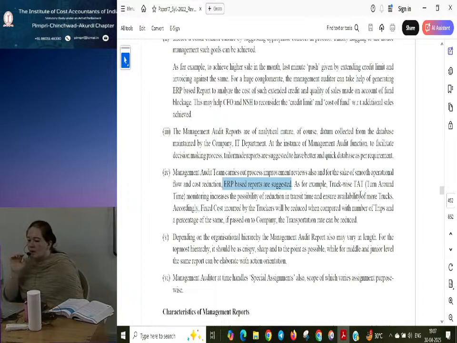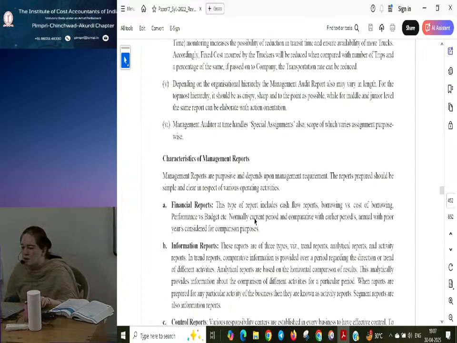Then at times it also handles special assignments, the scope of which varies according to the assignment. So it is basically on an ad hoc basis. It's not something that is permanent in nature. So as and when the situation arises, you may be asked to prepare the report accordingly. Fine. So this is all about management reporting.